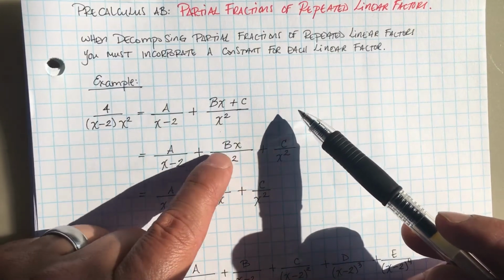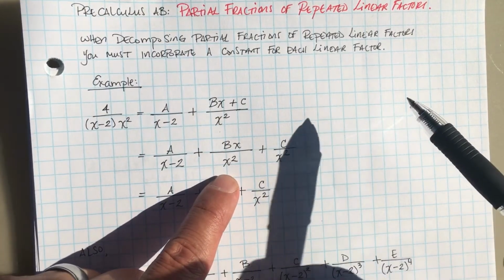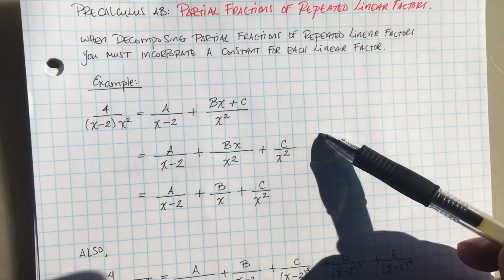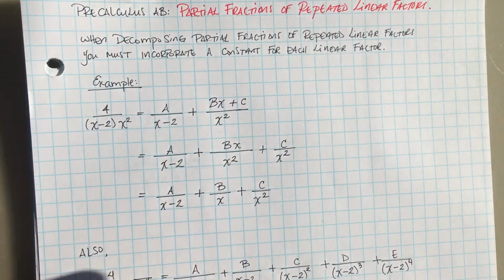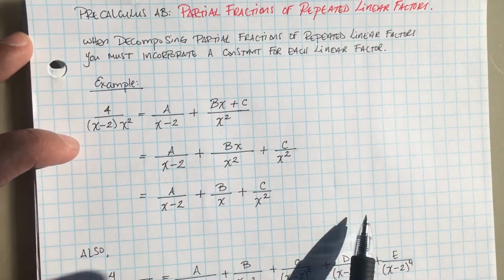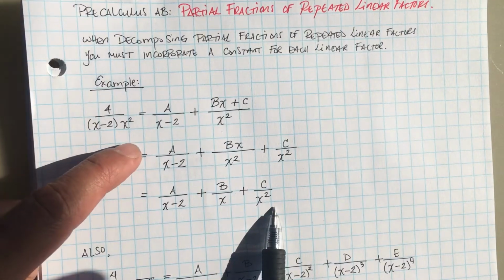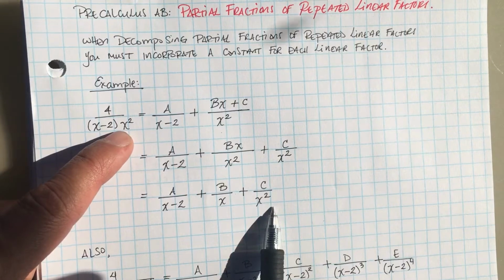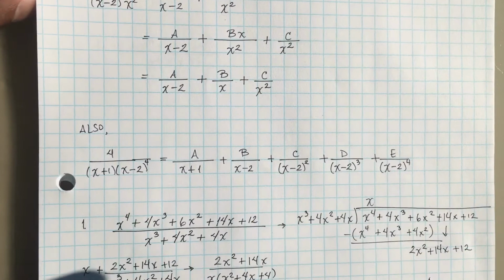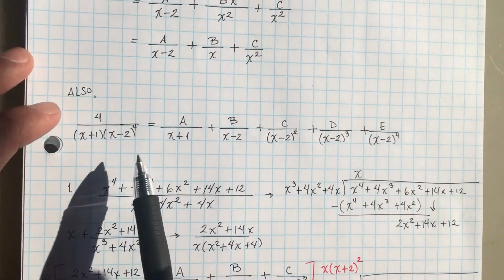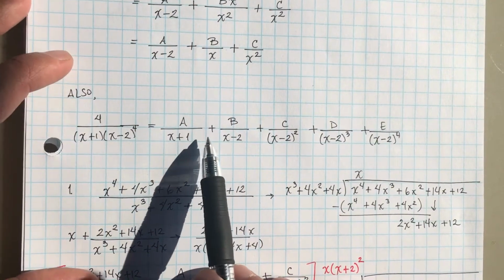Now if we do that, that means that bx divided by x squared can be split up, plus c over x squared. Then the x and the x squared can simplify, and you're left with this. If you notice, you have b over x and then c over x squared, meaning that this x squared got split up into x to the 1 and x to the 2. So when you're doing these, you have to make sure you incorporate that extra constant for those repeated linear factors.